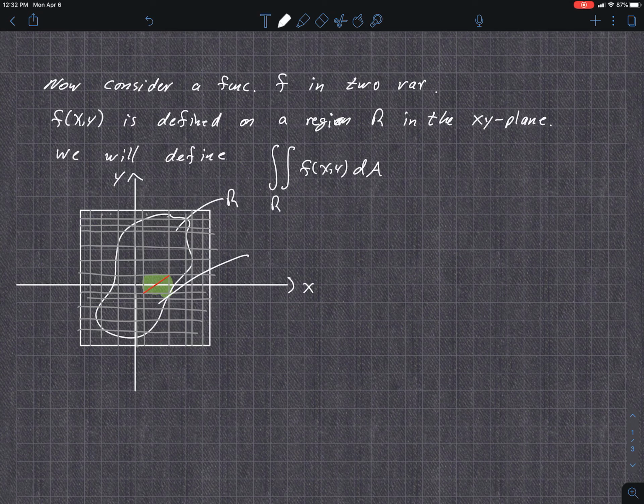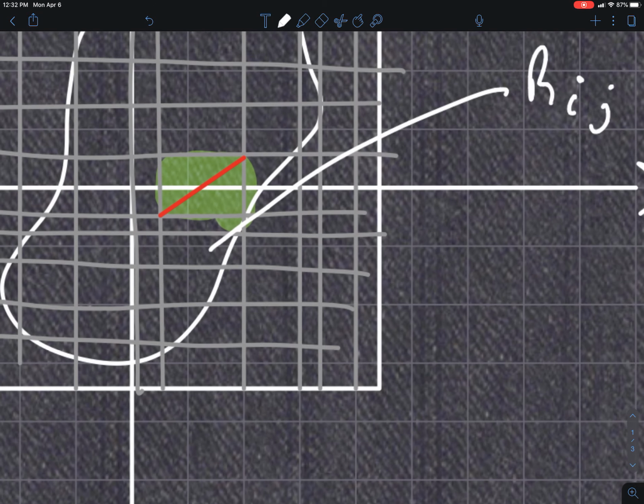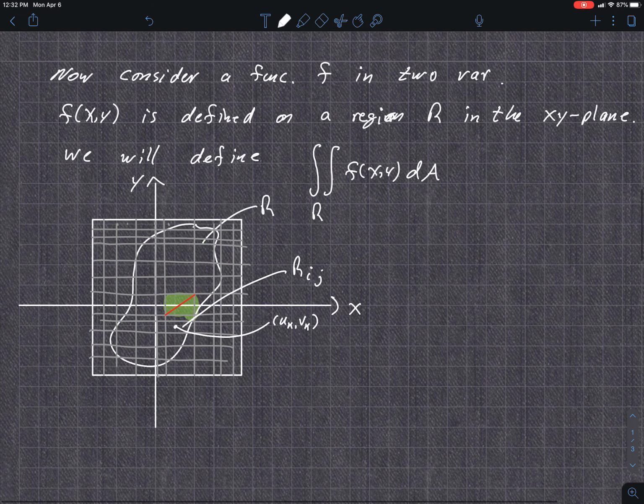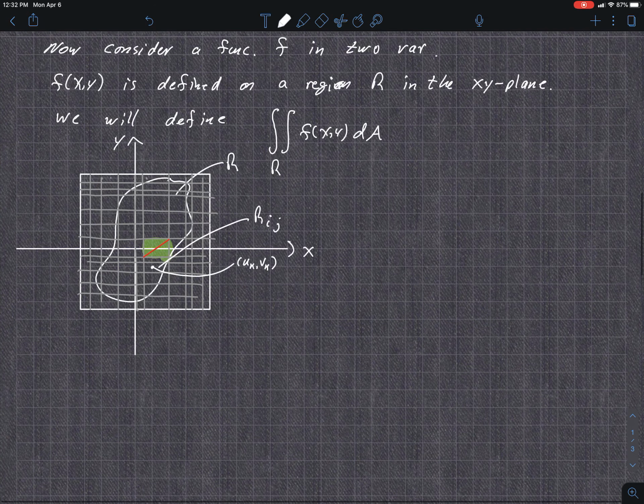So we'll pick an arbitrary interval in here, a point in that. We're going to define R sub ij as one of those rectangles, and a particular point in there, say right here, will be U sub k and V sub k. So this is just the setup. We go from A to B, and then from C to D for the rectangle.